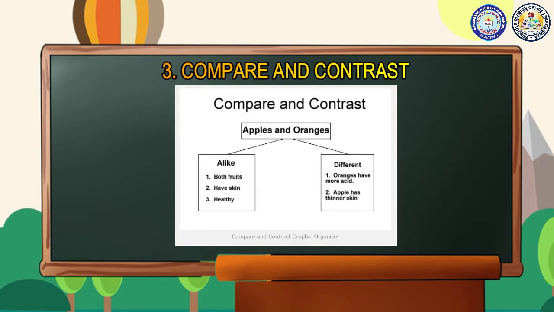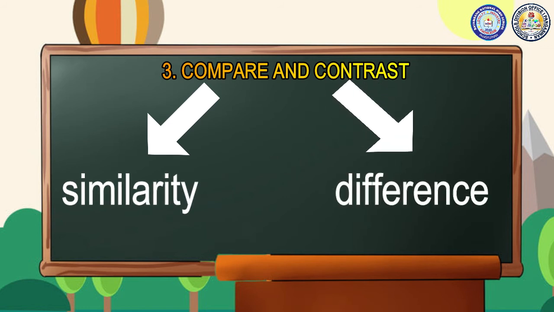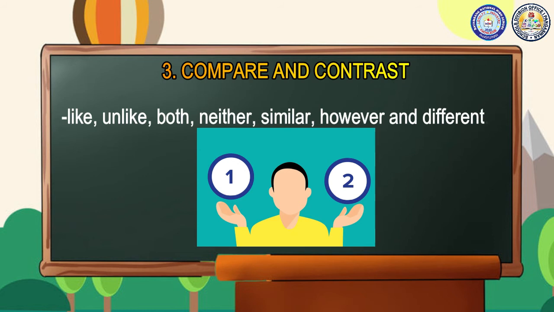Compare and contrast is a text structure or pattern of organization where the similarities and differences of two or more things are explored. To compare is to examine how things are similar, while to contrast is to see how they differ. Like, unlike, both, neither, similar, however, and different are some signal words that may indicate that the text is written using the compare and contrast organizational pattern.